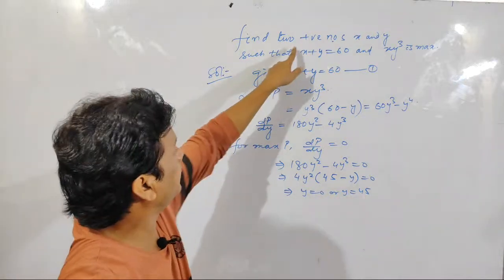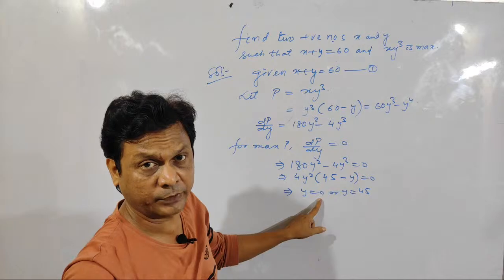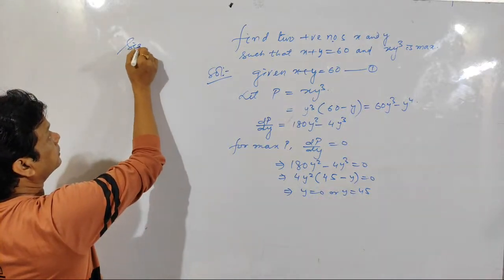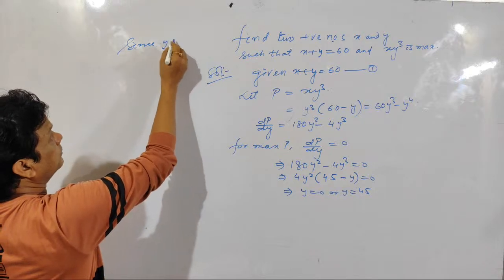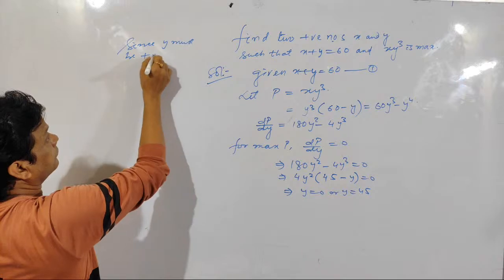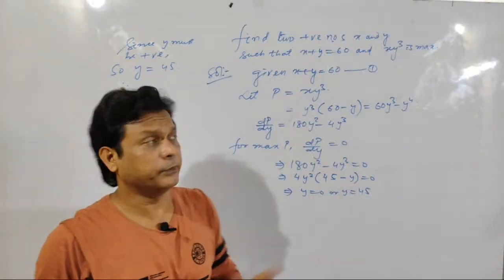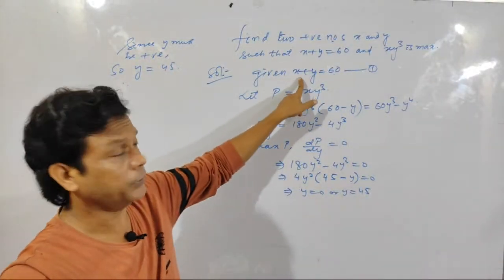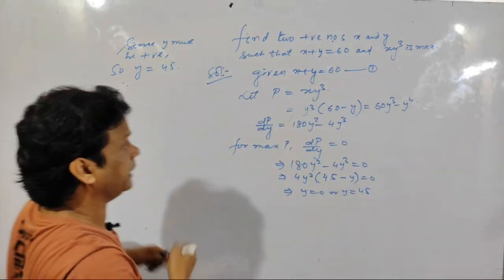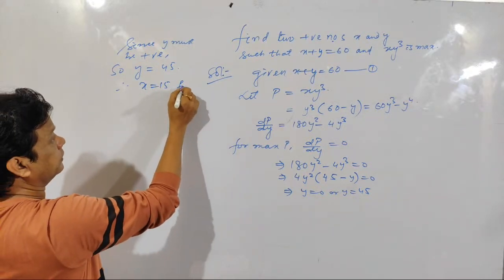But in the question it is given that you have to write the positive numbers. But 0 is not a positive number. So you should write here, since y must be positive, so y is equal to 45. Then what is x? From equation 1, 60 minus 45, it is 15. So therefore x is equal to 15 from equation 1.